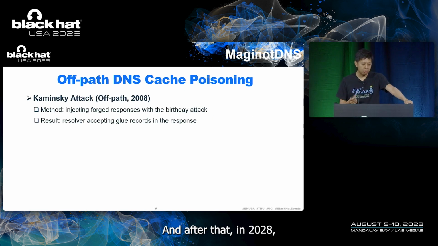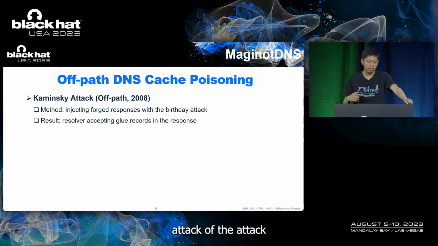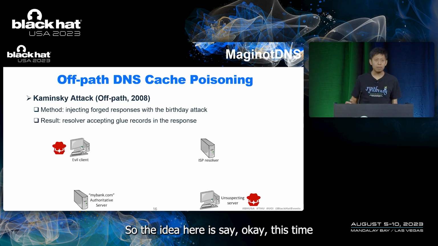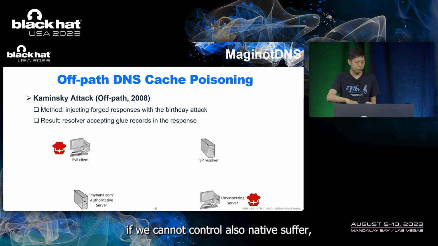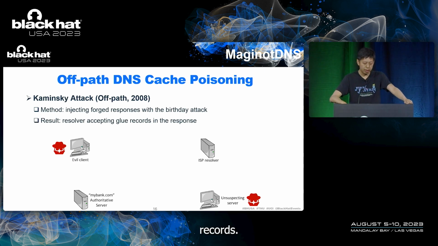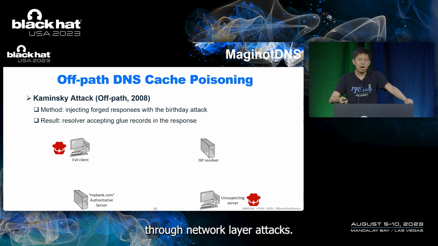After that, in 2008, we had this really famous and powerful off-path DNS attack called the Dan Kaminski attack, proposed by Dan Kaminski. The idea is, okay, this time if we cannot control the authoritative server, can we still forge the DNS resolution records? We actually have one less party to control, to play with. It's still possible through network layer attacks.